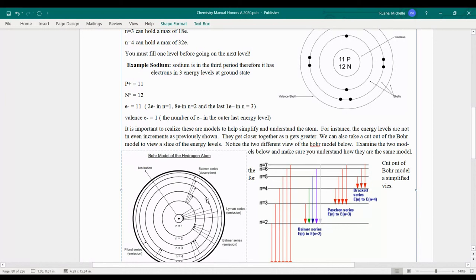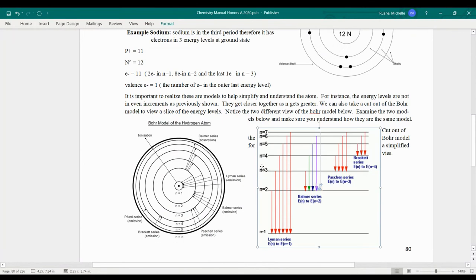So a lot of times when we look at these energy levels, we take a cutout of this Bohr model right here, and we just look at the line. So our nucleus would be down here at the bottom, and then n=1 to n=2 is our bigger gap. It's a much shorter jump to get to n=3, n=4 even shorter, and the energy levels keep getting closer and closer together.